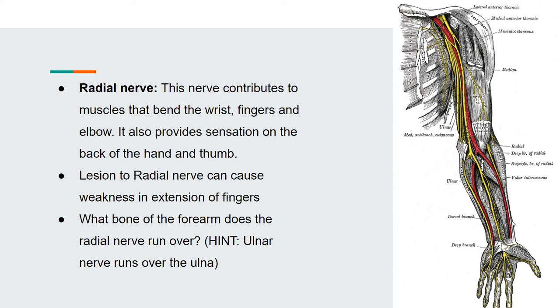What bone of the forearm does the radial nerve run over? As a hint, the ulnar nerve is going over the ulna. So if you can guess, it's the radius, right? The radial nerve goes over the radius, the other bone of the forearm.